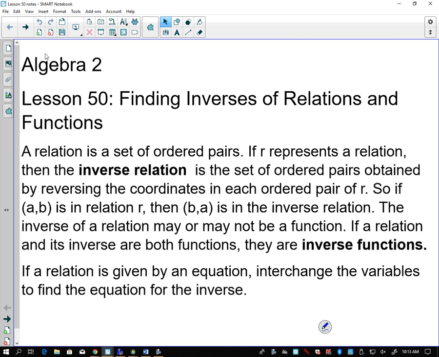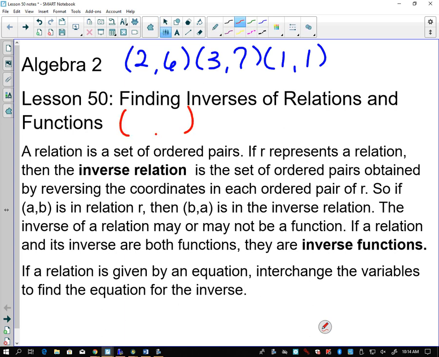So it's really easy if we're looking at a set of coordinate pairs, right? So if I gave you, somebody give me some coordinate pairs. 2, 6. Give me another one. 3, 7. Okay. 1, 1. All right, good. That's a good set of coordinate pairs. If I wanted to know what the inverse of these were, can anybody tell me what the inverse of those coordinate pairs would be? 6, 2, 7, 3, 1, 1. Sure. That's the coordinates of the inverse relation.